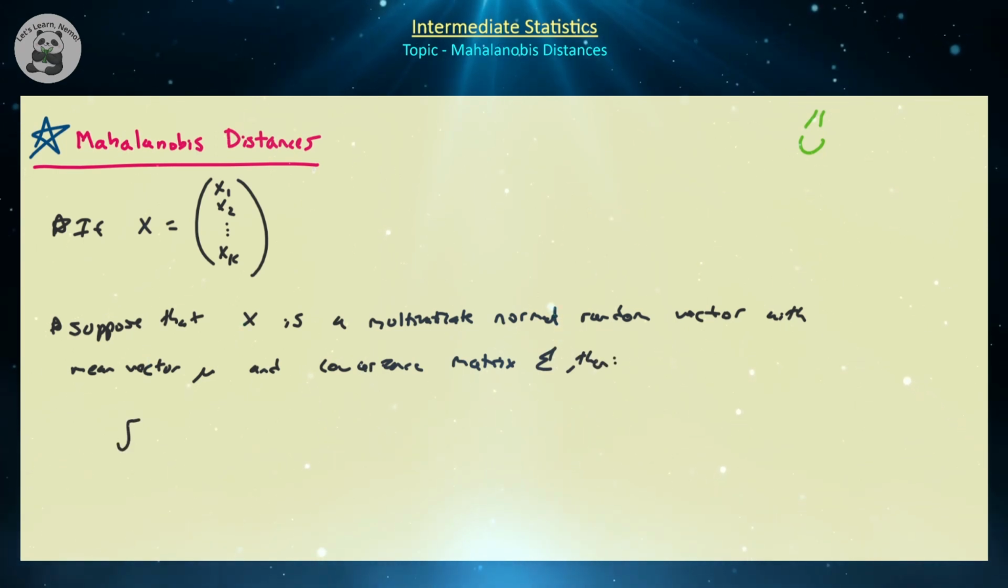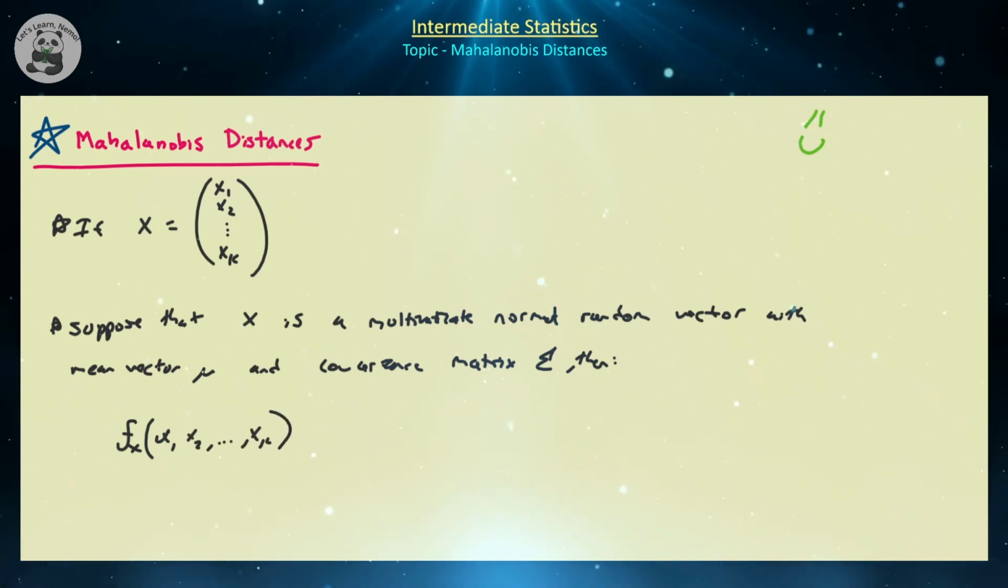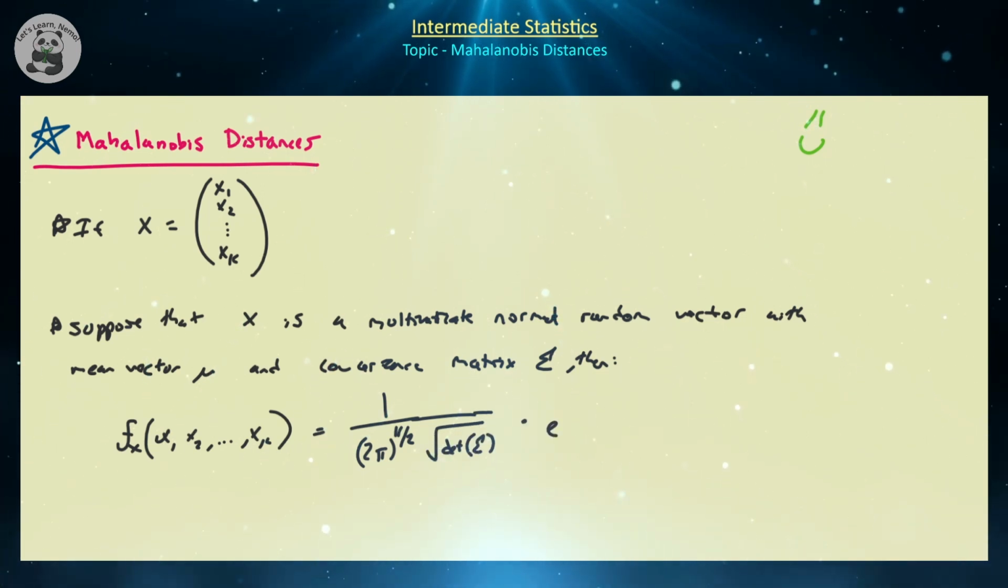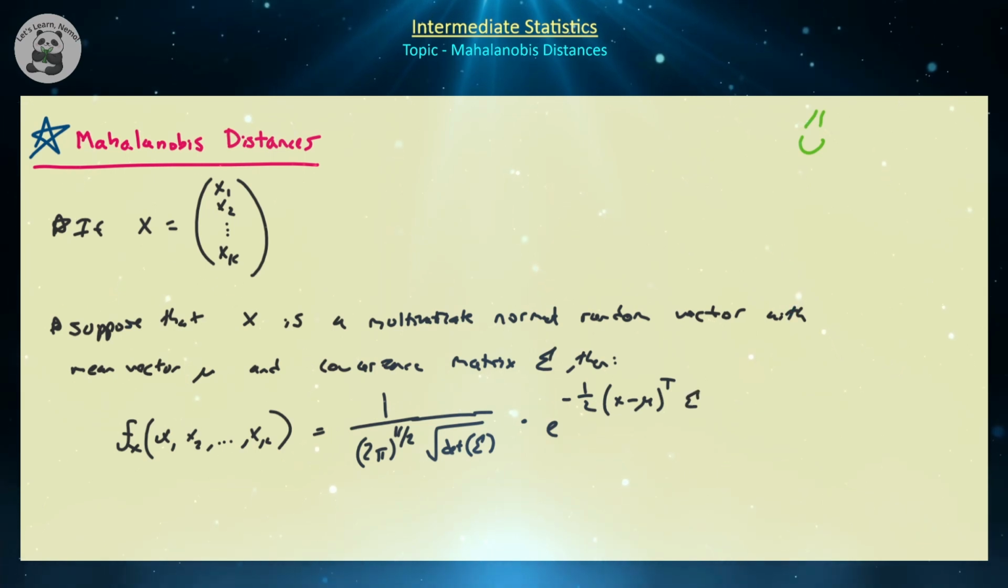then the probability density function of x with particular values x1, x2, all the way down to say xk, is going to follow the following density function. 1 divided by 2 pi to the power of k divided by 2, and then the square root of the determinant of the covariance matrix, times e to the power of minus 1/2 (x minus mu) transpose, and then the inverse of that covariance matrix, and then (x minus mu). So that is the probability density function for a multivariate normal distribution.